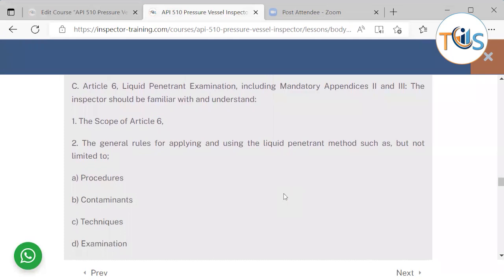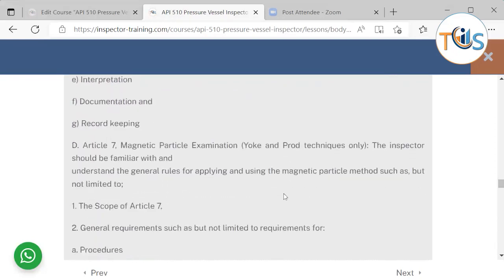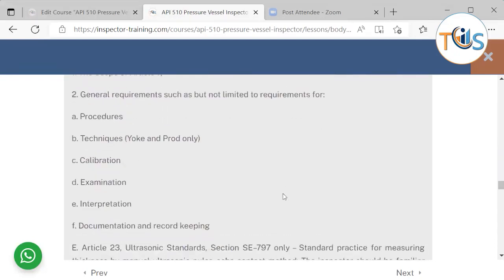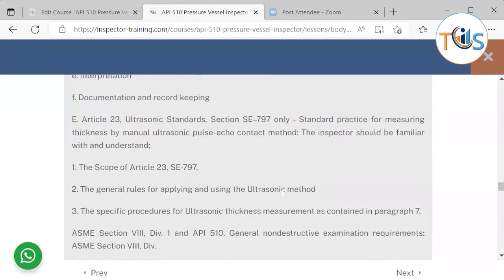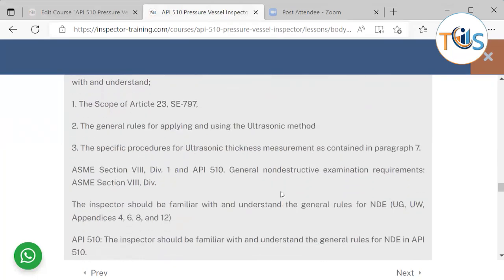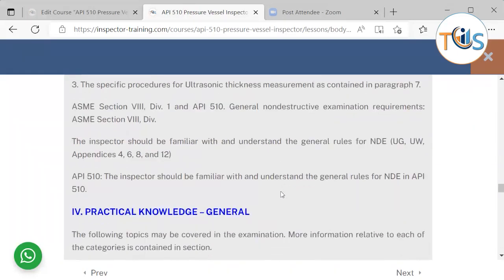And then you should know about liquid penetrant, Article 6. Again, you should know about procedures, techniques, examination, records, etc. And Article 7, magnetic particle, and it would be the same: interpretation, examination, calibration, techniques, documentation, record keeping, and procedures. And then the simple thickness measurement by UT, which is Article 23. This is probably a couple of pages of documents at all. So you should know overall how that works.